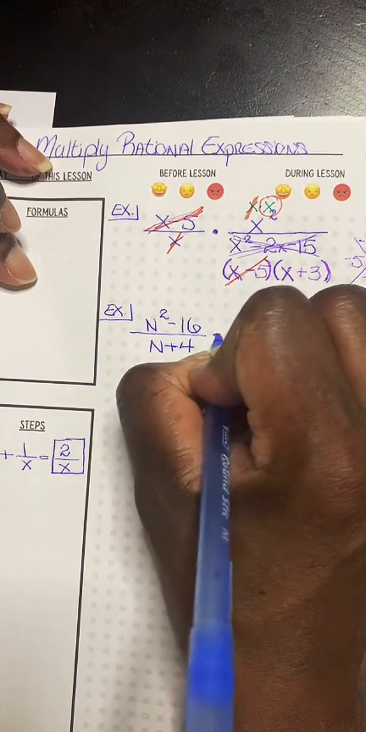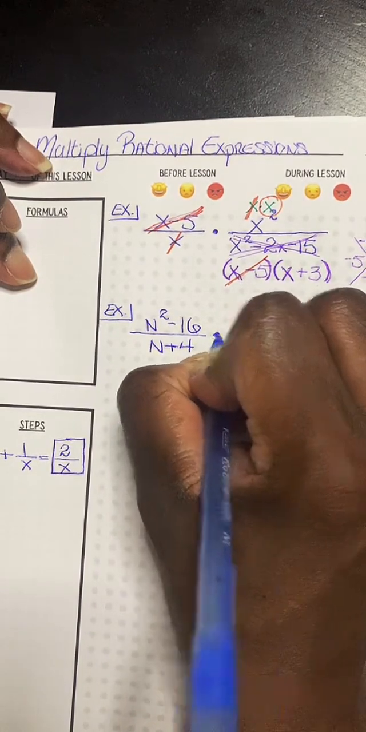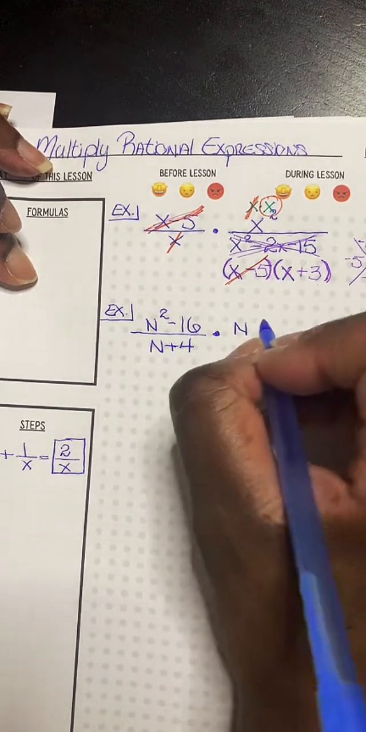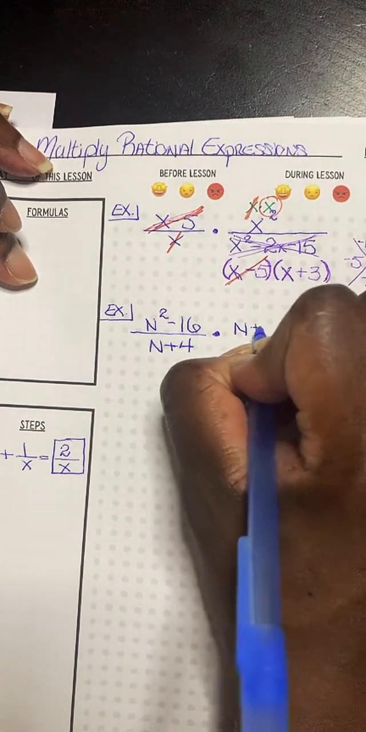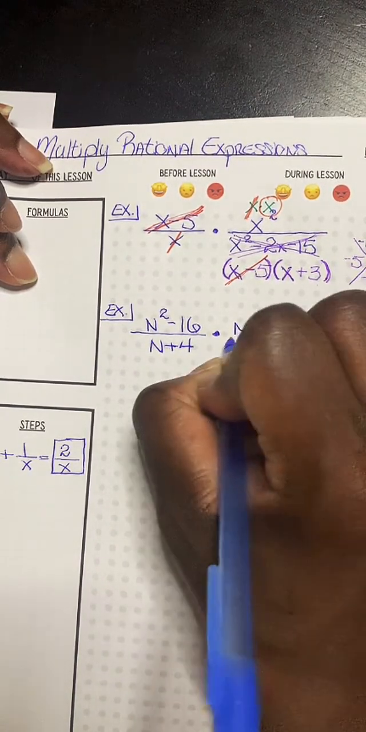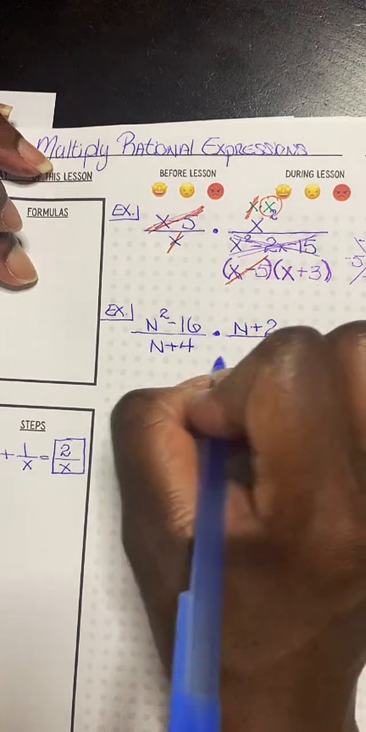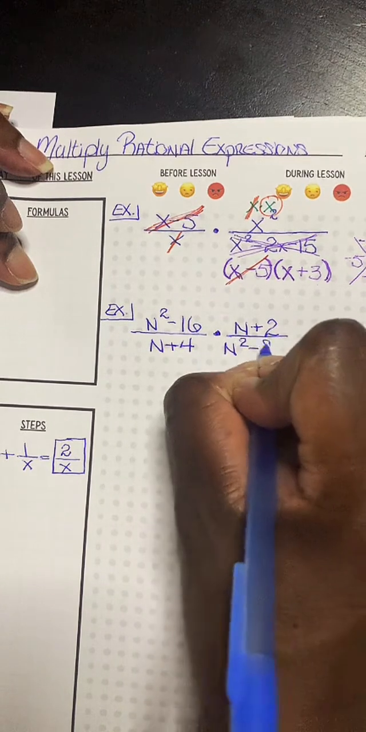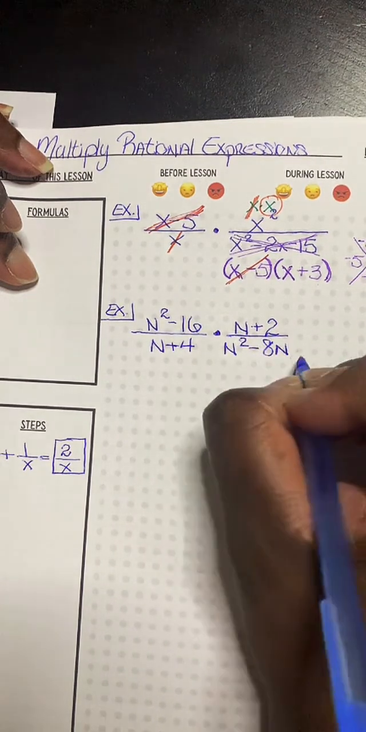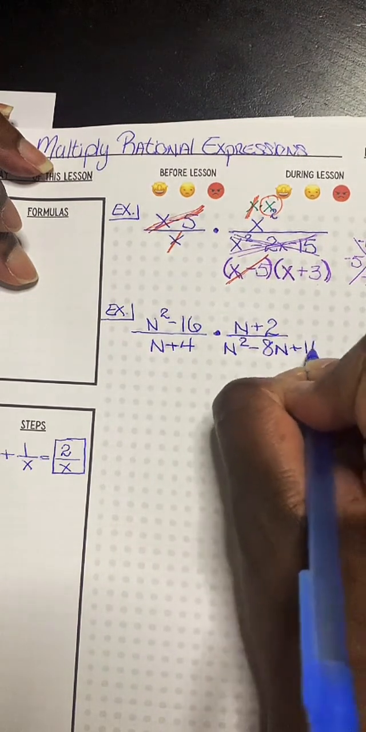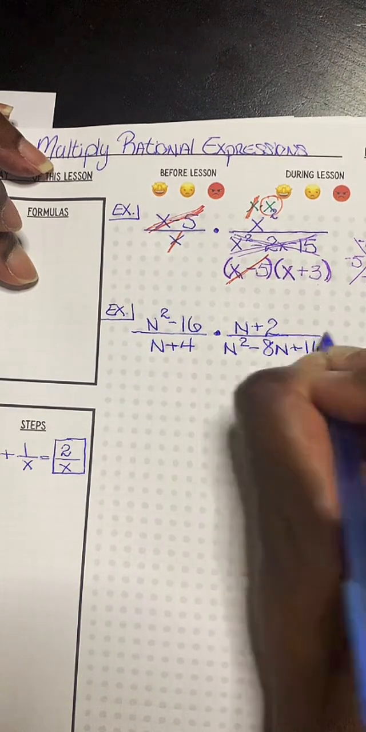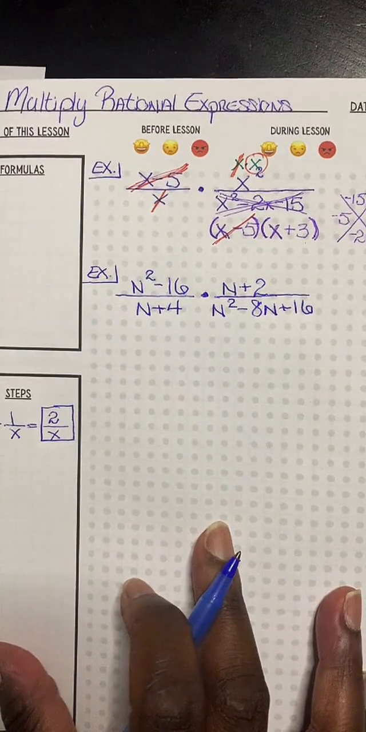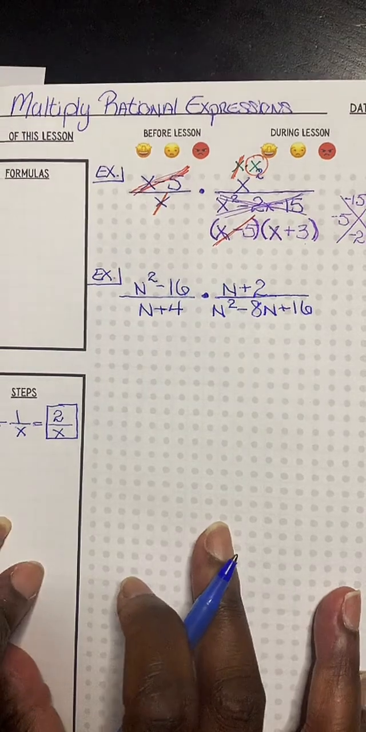So, anywho, we have n squared minus 16 over n plus 4 times n plus 2 over n squared minus 8n. I know I'm trying to give you my nice handwriting as best as I can, considering I've been tutoring most of the day. Gets a little cray.